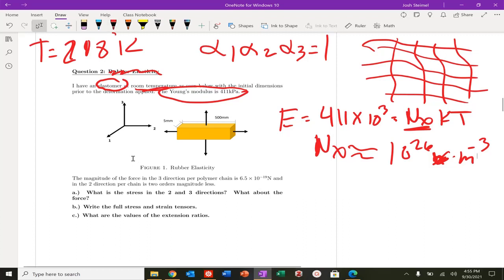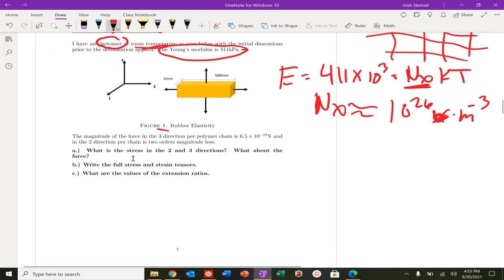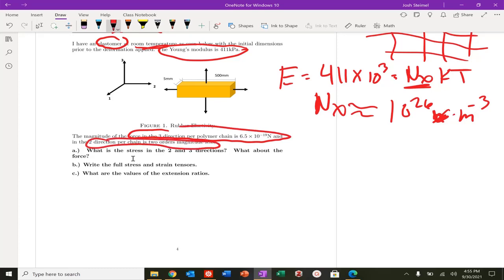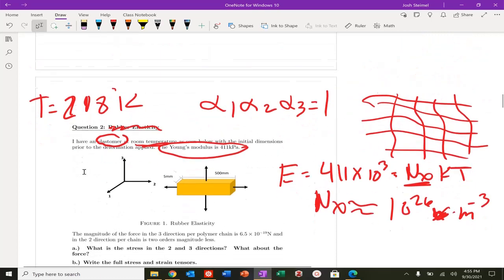We're also told the magnitude of the force in the 3 direction per polymer chain, in newtons, and there are 2 directions. In the 2 direction it is 2 orders of magnitude less. So now I can see there's going to be a stress in the 2 direction and a stress in the 3 direction. I want to keep everything general.